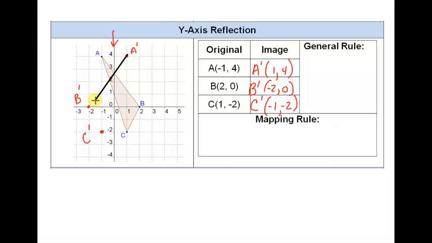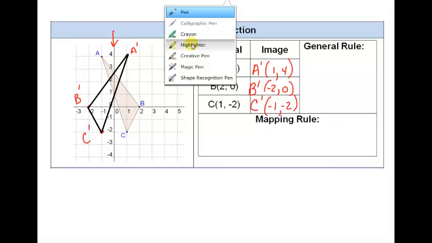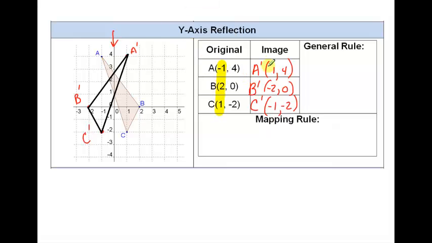So here's our reflection, A prime, B prime, C prime. And let's see if we can find a rule here. So what happened? Look at your x's. Are your x's any different than they were to start out? Yeah, there's this pretty significant difference in those x's. They're all the same number, just different signs. So here we're negating our x's. Let's write that down. So the x's change sign.